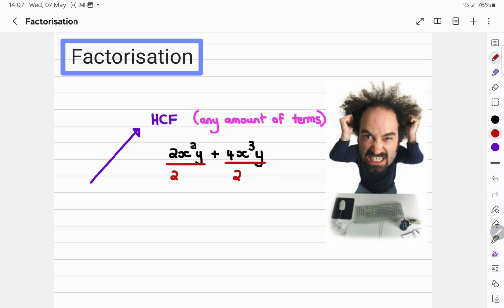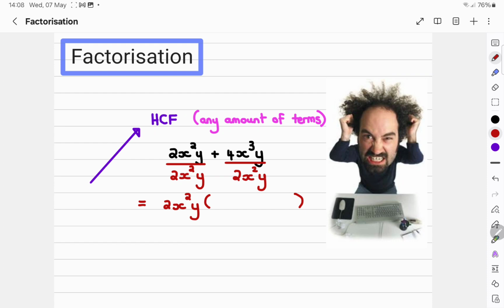What else? If you've got an x squared and an x to the power 3, you take the one with the lowest exponent, so that is divisible with both terms. And if you've got a y and a y on both sides, then you can definitely take out a y as well. Those are what I've taken out as my highest common factor. So I take out 2x squared y, and what is left is always inside brackets.